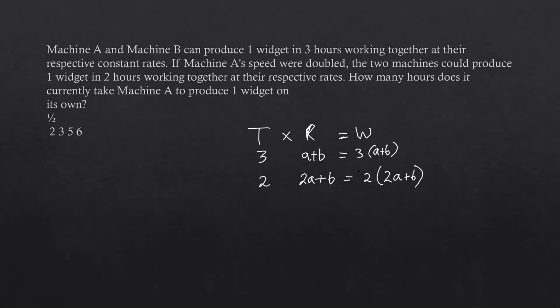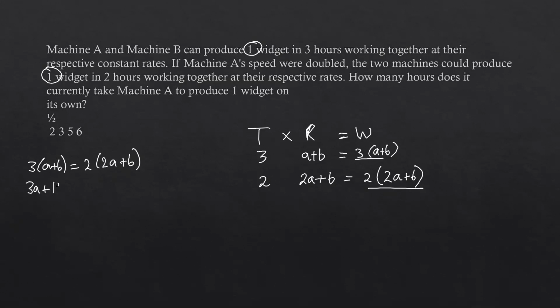What is the condition here? What is something that I can equate? Their respective rates. Come again? The work is the same? Yeah. Because you're still finishing one widget, right? So that means this is equal to this. That means 3 times A plus B is actually equal to 2 times 2A plus B, right?